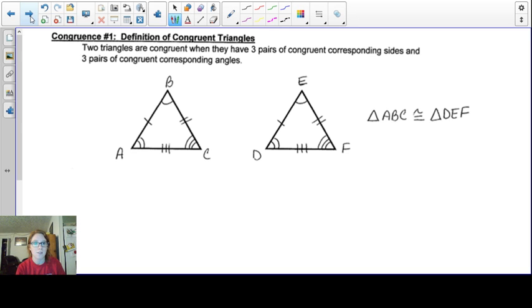Okay, so we've talked about congruent stuff, so now let's actually really dive into it. So the first congruent part is the definition of congruent triangles. Triangles are only congruent when you have all three congruent corresponding sides and all three congruent corresponding angles. So you need 6 things.